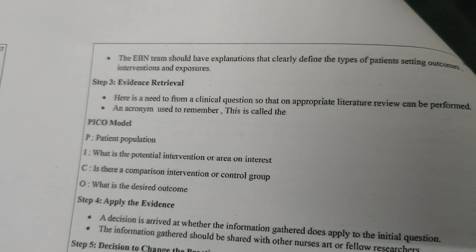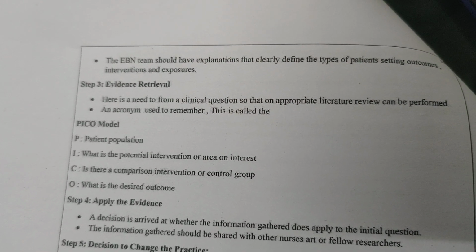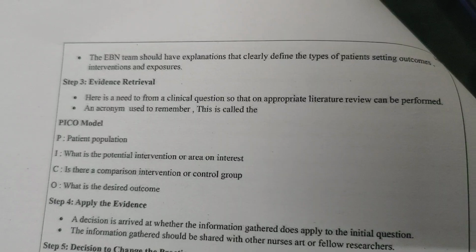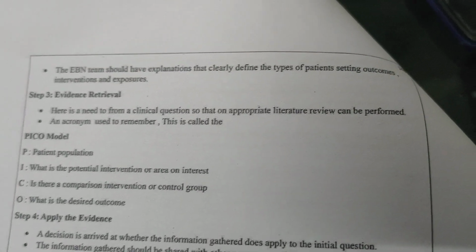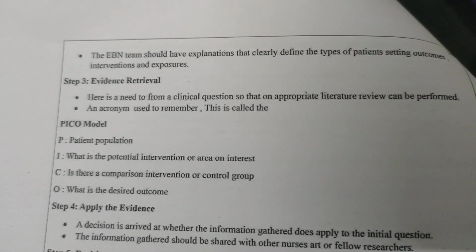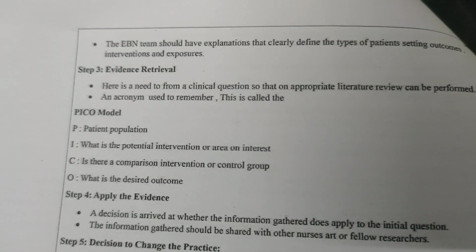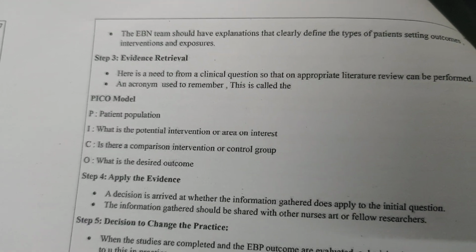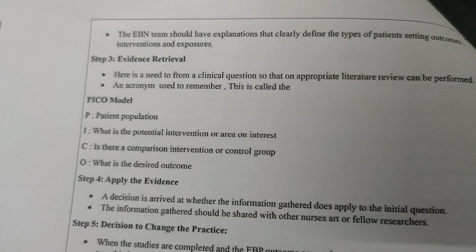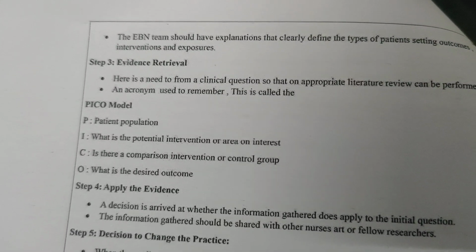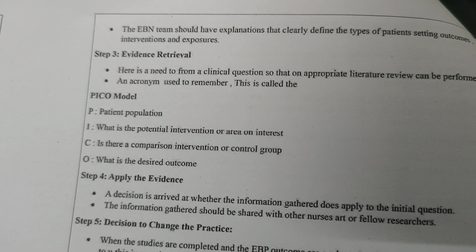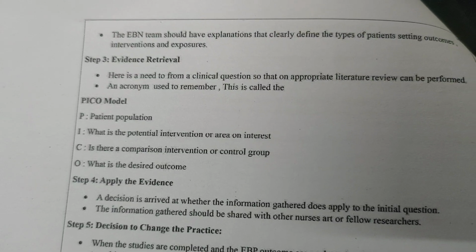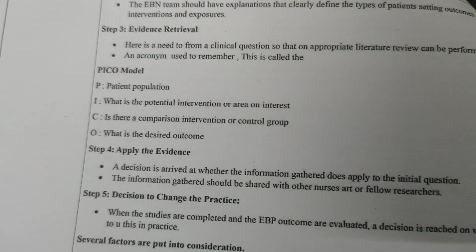Step 3, evidence retrieval. Here is a need to form a clinical question so that an appropriate literature review can be performed. An acronym used to remember this is called the PICO model. P, patient population. I, what is the potential intervention or area of interest. C, is there a comparison intervention or control group. O, what is the desired outcome.